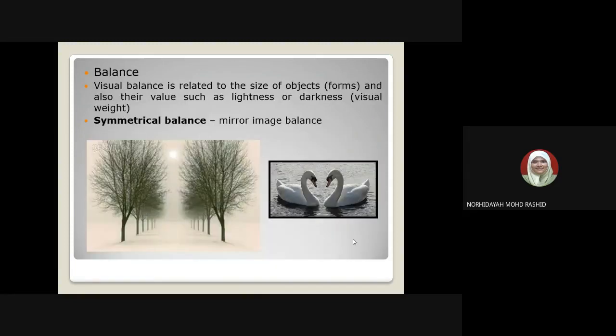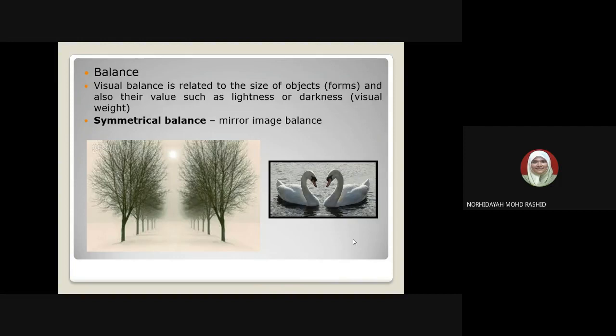Okay, this actually is a balance. Visual balance is related to the size of the object and also their values such as the lightness or the darkness. And usually when we say about the picture here, you will see it is very balanced. Okay, kiri dan kanan kita balance benda tu. Symmetrical balance kita panggil dia.